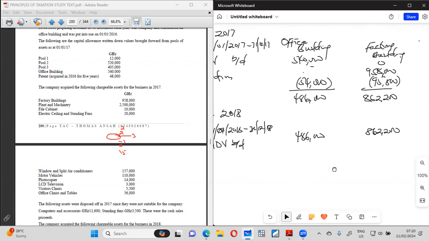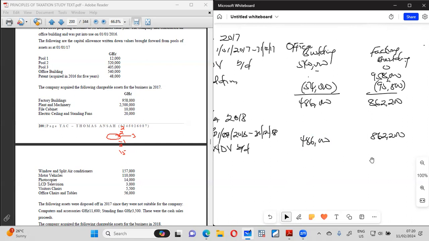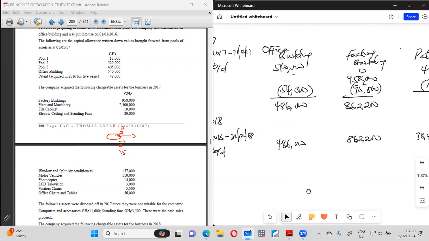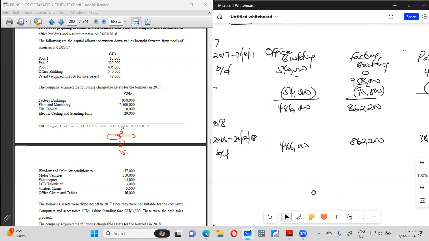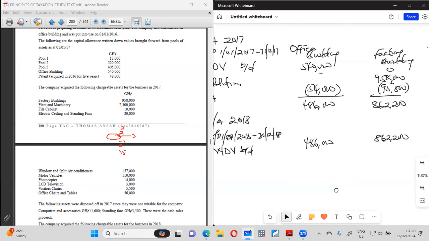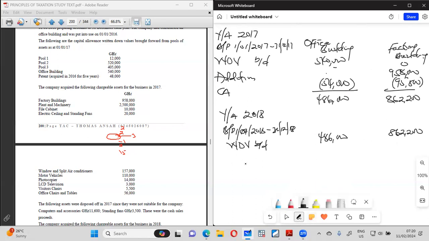Now, another way you can also understand is that you really don't need the written down values for these, because these ones we use the straight line method. You understand that the question is asking you to calculate capital allowance. So at the end of the day, you can calculate your capital allowance, and you might not really need to record these balances.